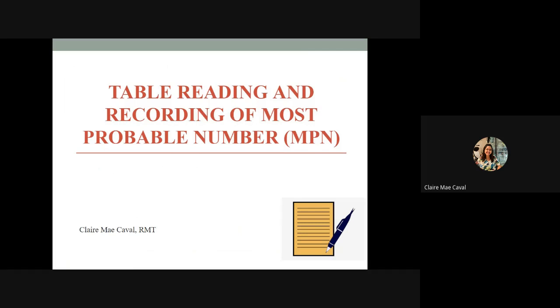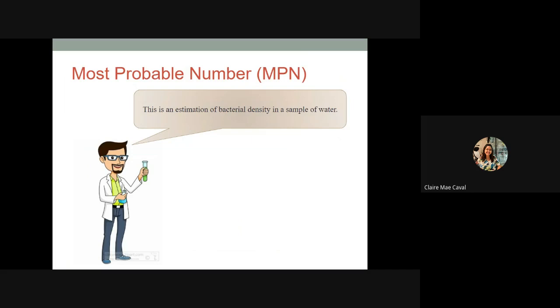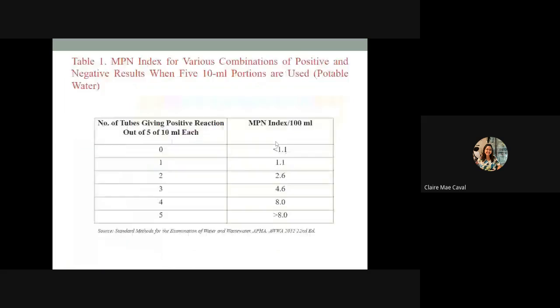So table reading, this is how you report the results quantitatively. It's reported through most probable number per 100 ml. That's the unit. This is an estimation of bacterial density in a sample of wastewater, recreational water, or drinking water. So again, estimation. So this is how you report. This is for drinking water.